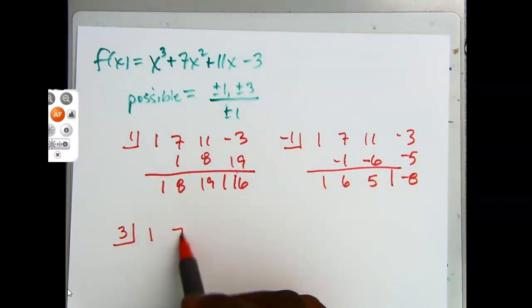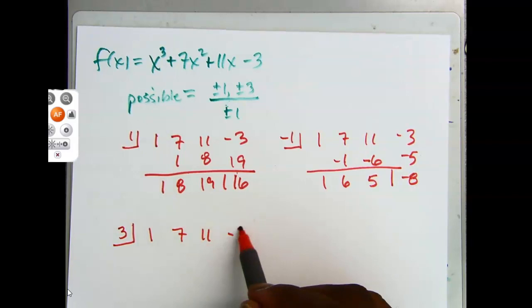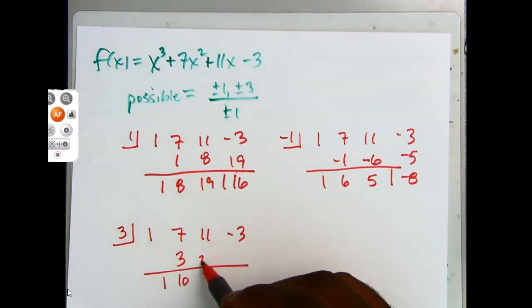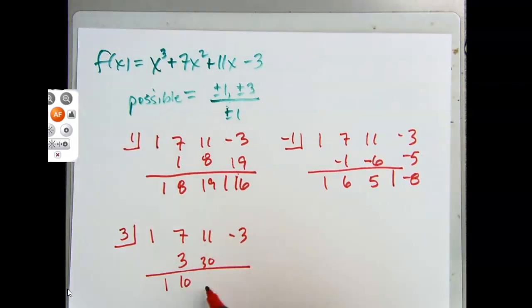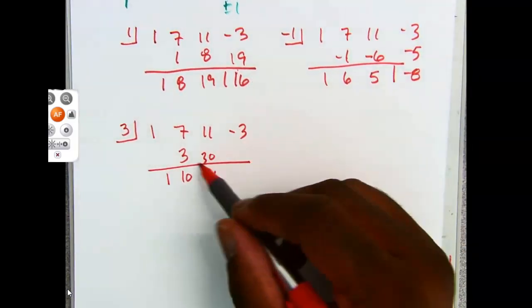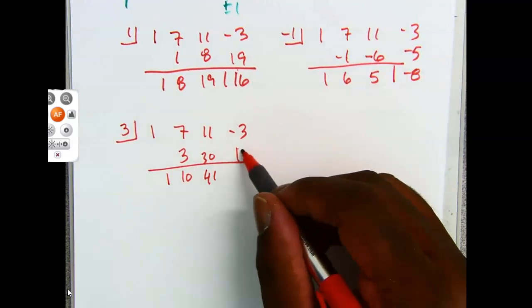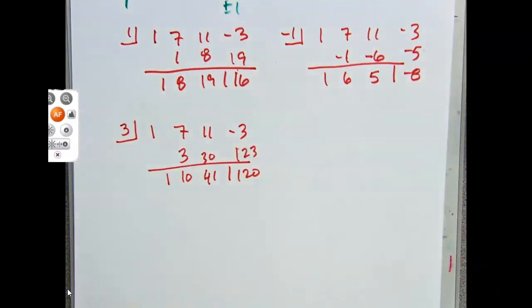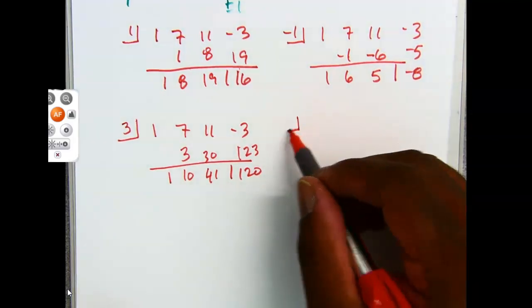So that's 1, 7, 11, negative 3. Bring down the 1. 3 times 1 is 3. 7 plus 3 is 10. 3 times 10 is 30. 11 plus 30 is 41. And then 41 times 3, I think, is 123. So here, our remainder is 120. So that one didn't work. So it's starting to seem like none of these are going to work.